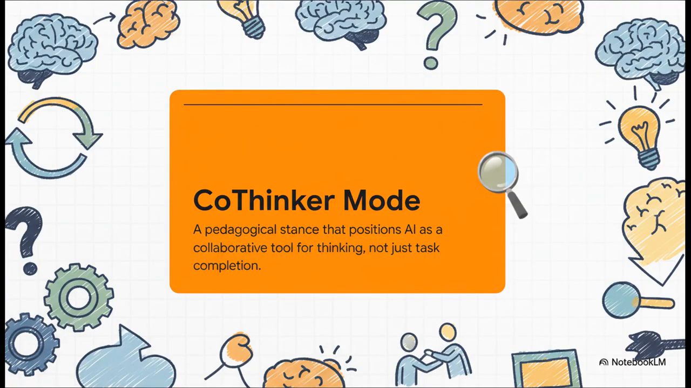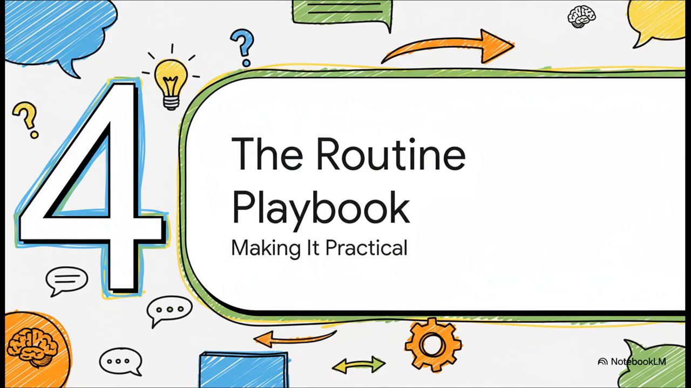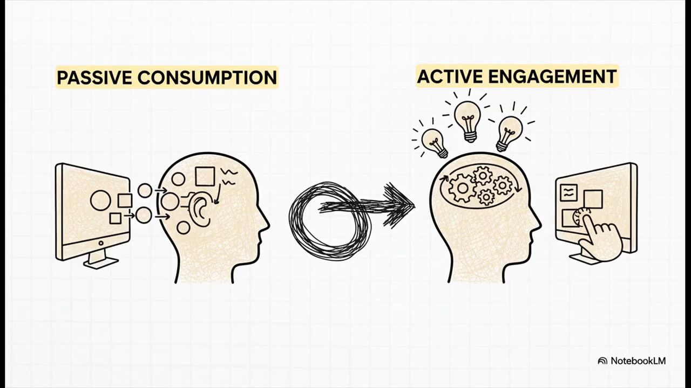So what is co-thinker mode really? Well, at its core, it's a pedagogical stance, and that's the key word. It's not an app you download or a program you buy. It's an approach. It's a mindset that you cultivate with your students, where AI is deliberately positioned as a collaborator in the thinking process. Okay, this is where it gets really practical. I mean, a mindset is great, but how do you actually do it? That's where the Co-Thinker Routine Playbook comes in. It's basically a set of specific, repeatable activities that bring this whole collaborative approach to life. Let's break down a couple of these routines so you can see exactly how they can transform a student's interaction with AI, taking them from just passive consumption to active, deep engagement.